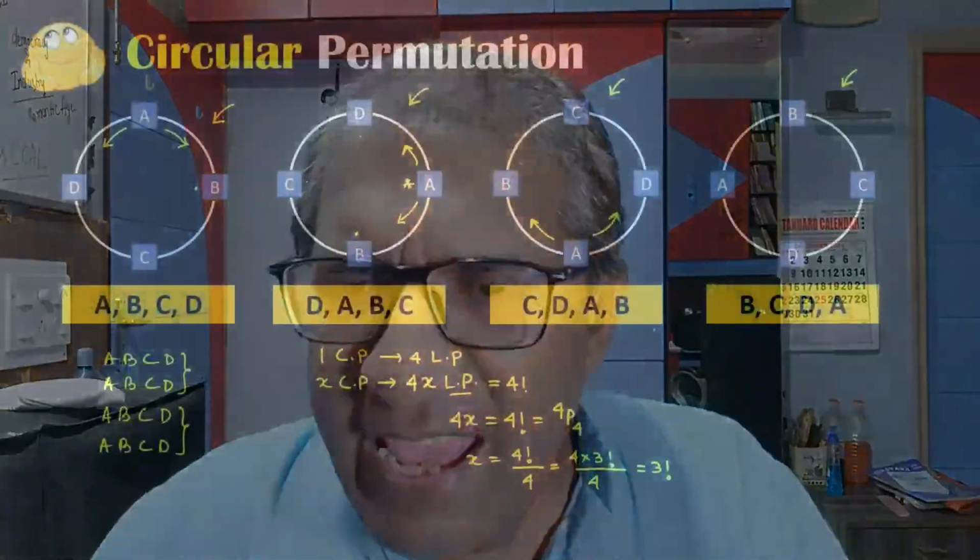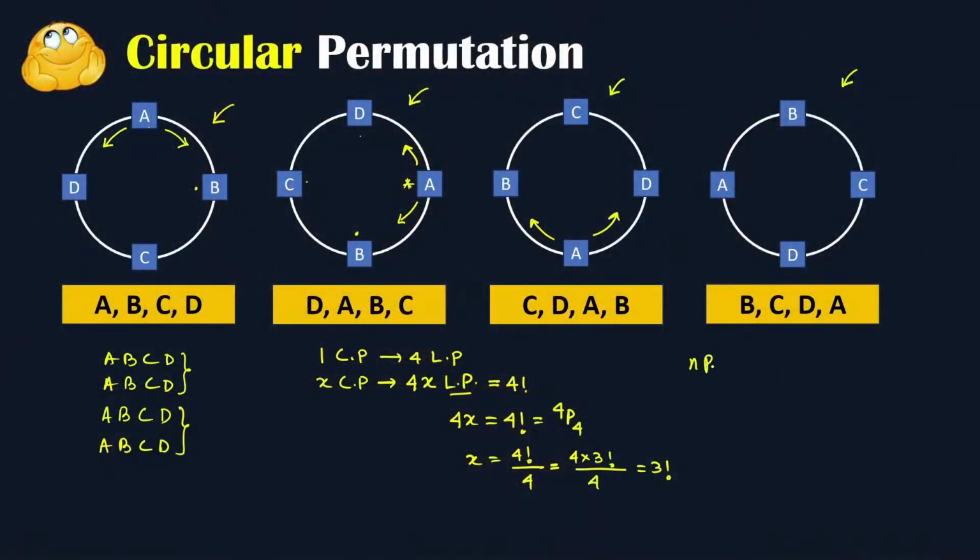We can say if there are n people sitting around a round table, then the total number of circular permutations will be n minus 1 factorial. Is it clear or not? This can also be written in this way. Circular permutation can also be written as nPn divided by n, which actually gives us n minus 1 factorial.